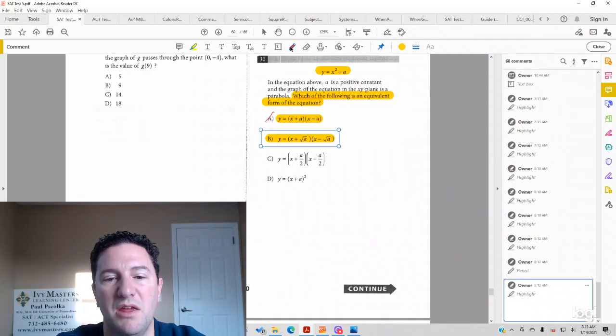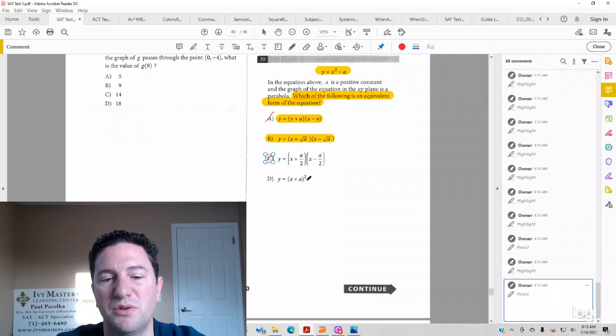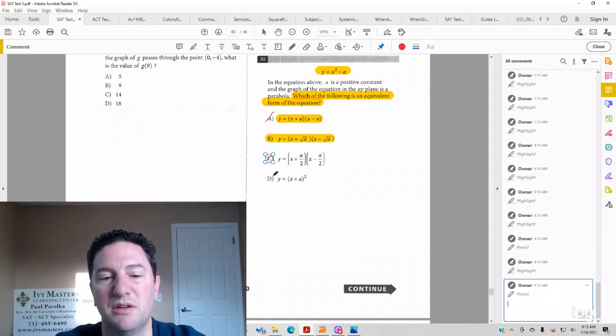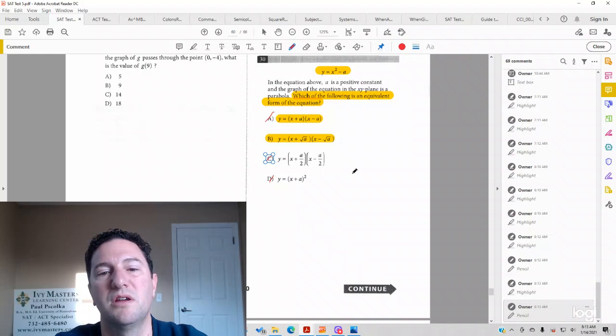And then if you're FOILing answer choice C, you're going to see that you get x squared, middles cancel. But then you get a squared over 4 as your second term. That doesn't work. And answer choice D, you actually get a middle term. You get x squared, your middle term is going to be 2a, and then your last term is going to be a squared. And if you FOIL out each of those answer choices, you'll see that that's what happens.